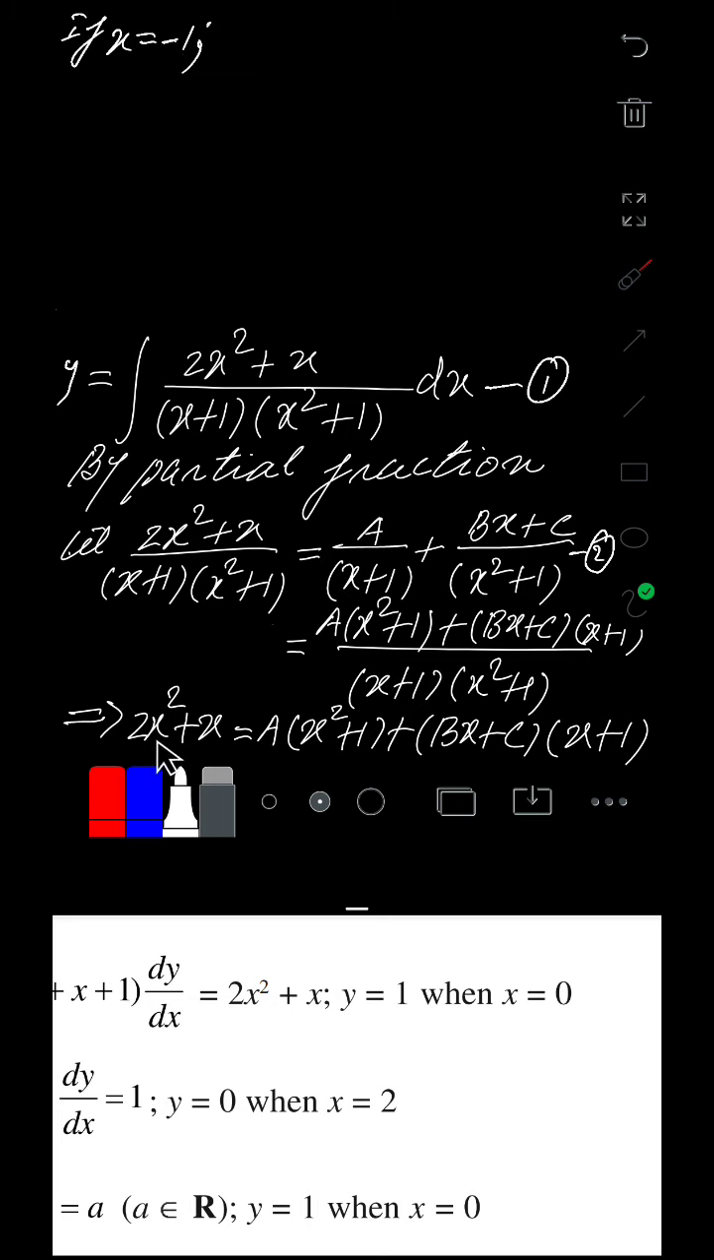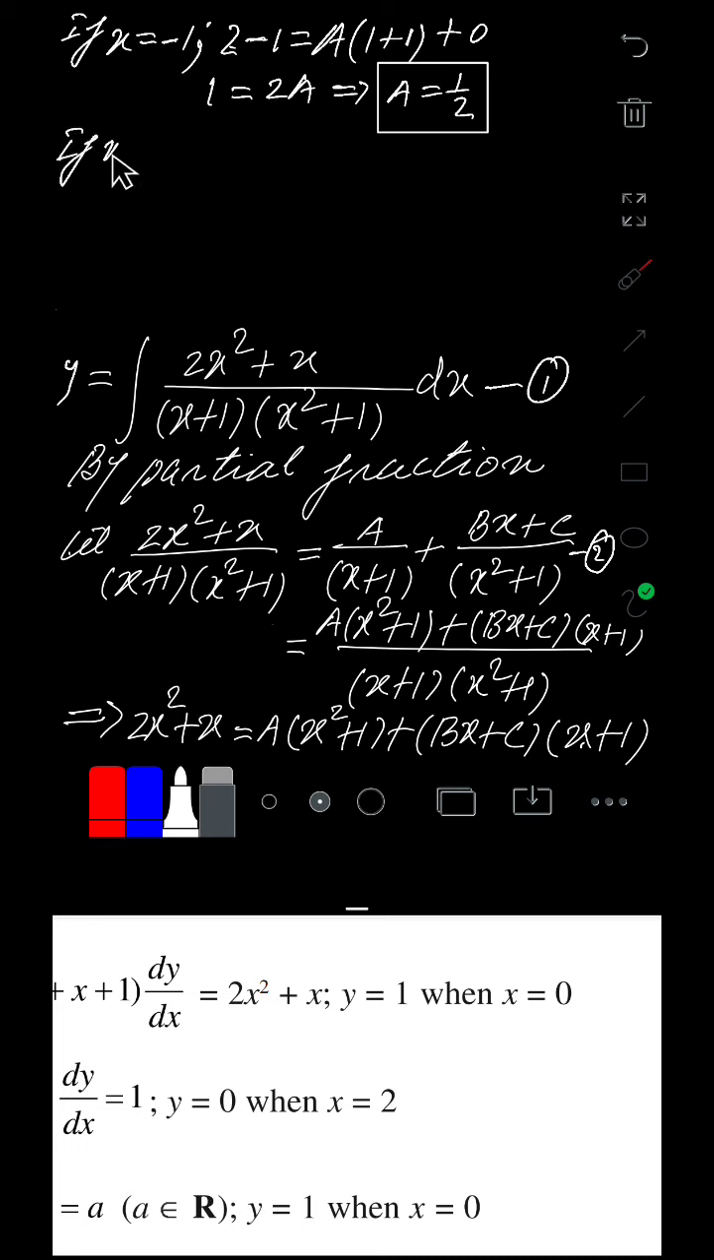Putting x is equal to minus 1 over here, on the left hand side we have 2 into minus 1 square. Minus 1 square becomes plus 1. So 2 into 1 is 2. And here we have minus 1 because it is plus x, plus minus 1 is minus 1. On the right hand side, A into, here minus 1 square will be plus 1 and plus 1, that is 1 plus 1. And in the next term, x plus 1 becomes 0 when x is equal to minus 1, so it will make the whole term 0. So we have 2 minus 1 as 1 is equal to 1 plus 1, 2, A. So it implies that A is equal to 1 upon 2.